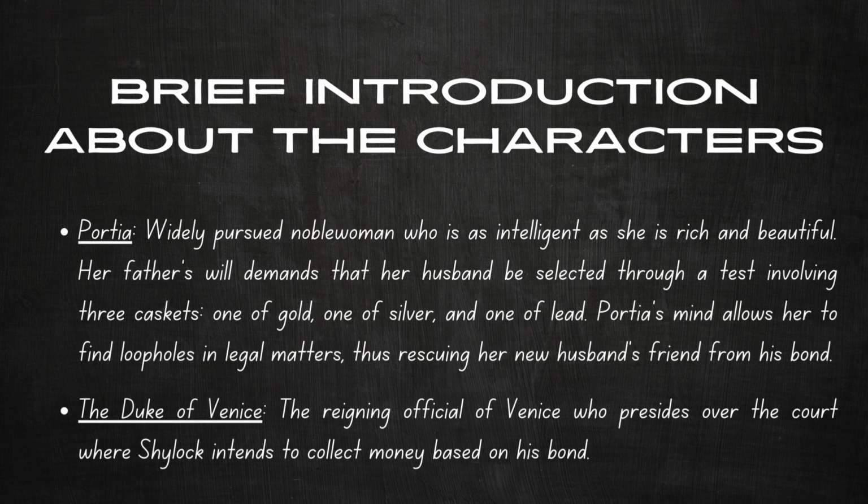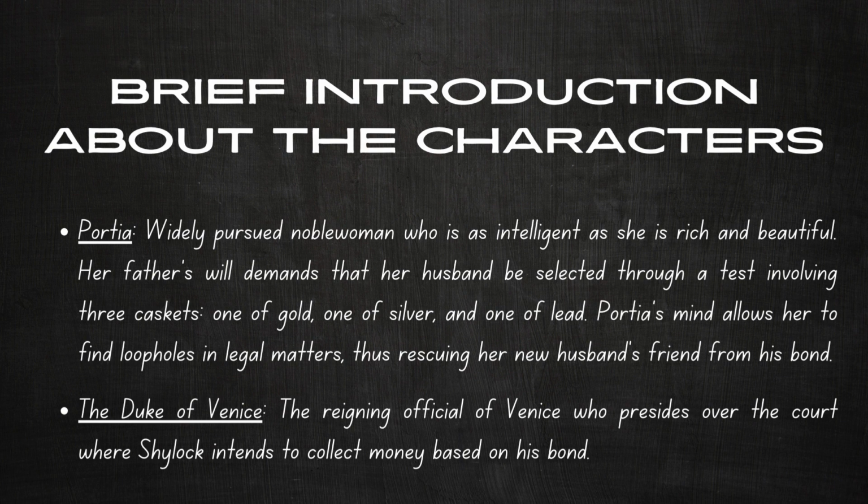Portia, widely pursued noblewoman who is as intelligent as she is rich and beautiful. Her father's will demands that her husband be selected through a test involving 3 caskets, one of gold, one of silver, and one of lead. Portia's mind allows her to find loopholes in legal matters, thus rescuing her new husband's friend from his bond.